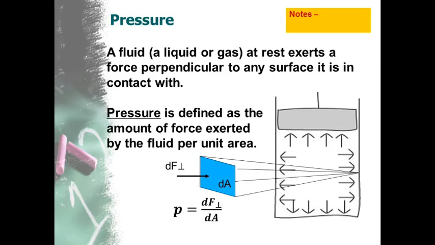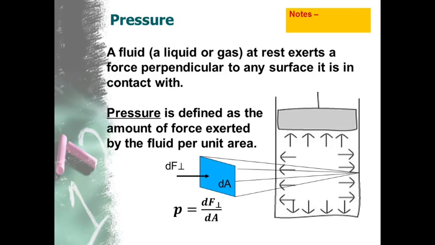Now let's talk about what pressure is. A fluid, which is liquid or gas, at rest exerts a force perpendicular to any surface it's in contact with. In this diagram, you see arrows going up, arrows going to the left, arrows going down, and arrows going to the right. That is the fluid exerting a force perpendicular to all of the surfaces that it's in contact with.